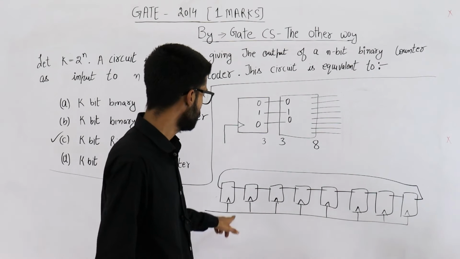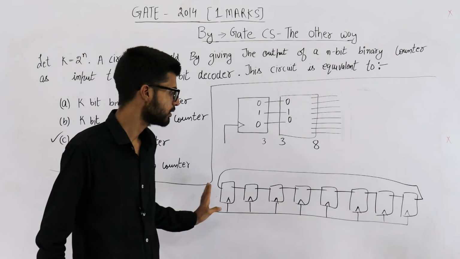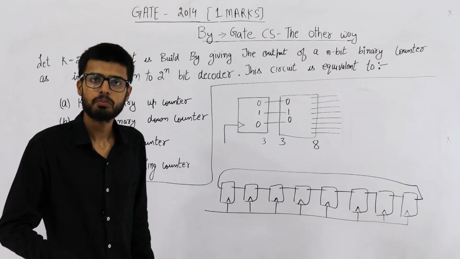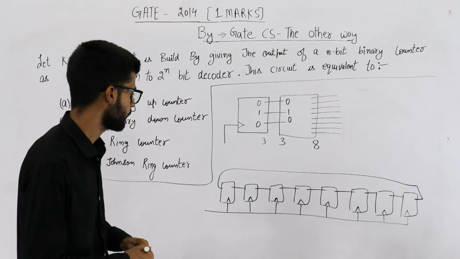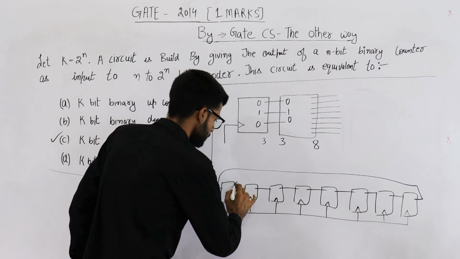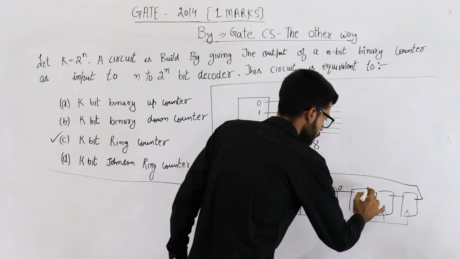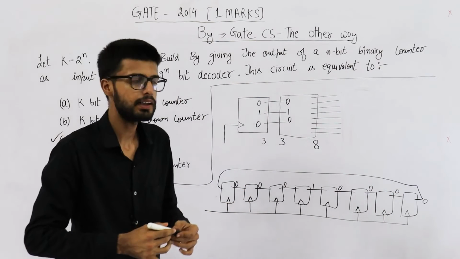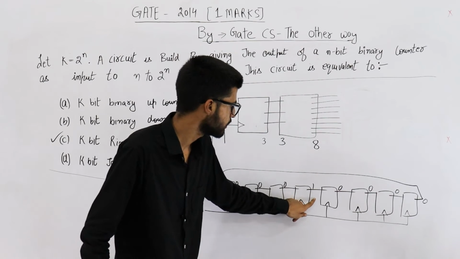All of these are D flip-flops. I haven't written D here, but you just assume these are D flip-flops. Whatever is the input of a D flip-flop will become the output. Suppose at any given point of time, the outputs were 0, 0, 0, 1, 0, 0, 0, 0. So these are the 8 outputs, and at any given time our ring counter is in this state.